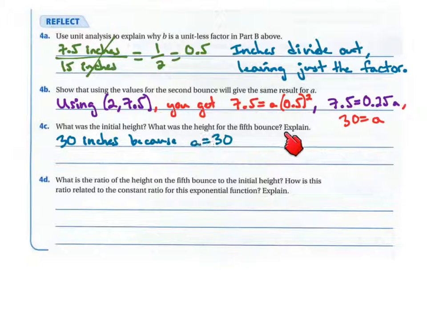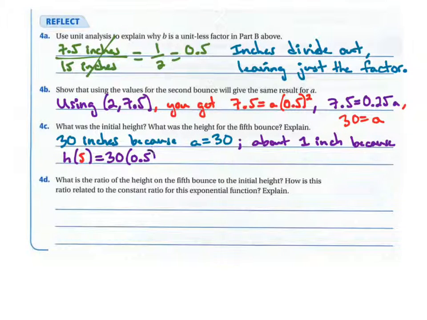And what was the height for the fifth bounce? Well, it's about 1 inch, and here's why. If we plug in 5 for n, we get h of 5 equals 30 times 0.5 to the power of 5. And if we do the math on that, we're going to end up with 0.9375 inches, which is about 1 inch. Okay.